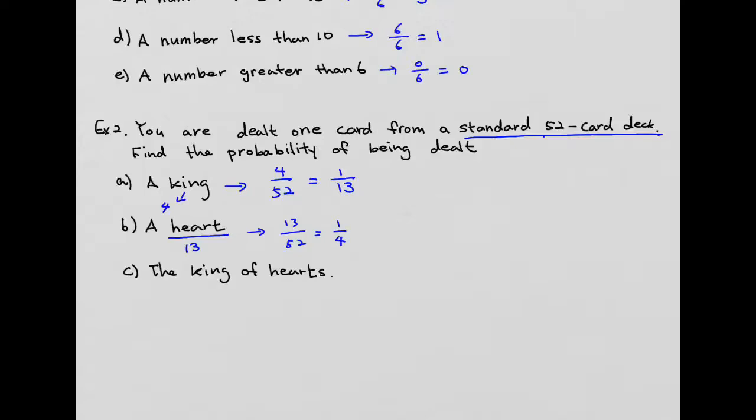What about a king of hearts? King of hearts is just 1. So we have 4 kings. Remember, we have 4 kings, and there will be only 1 king in hearts. And that means you're going to have 1 out of 52 options.